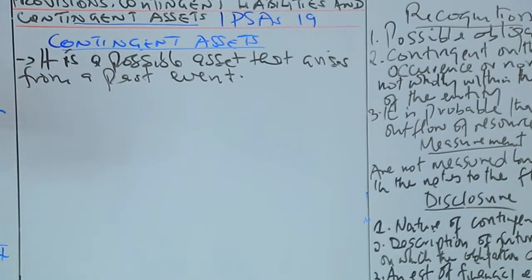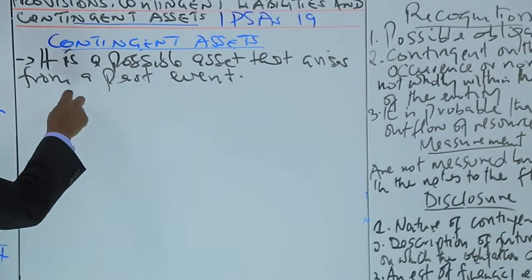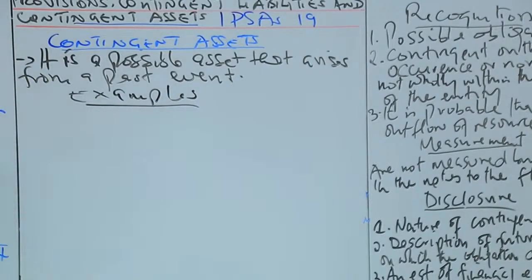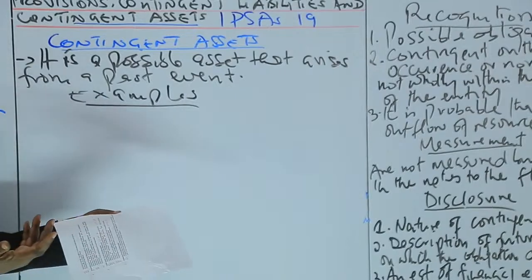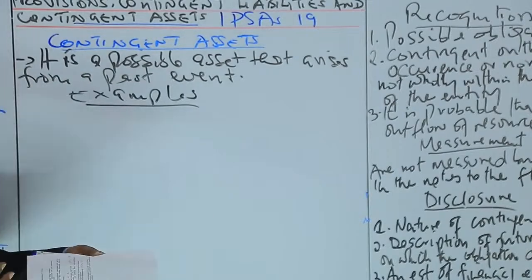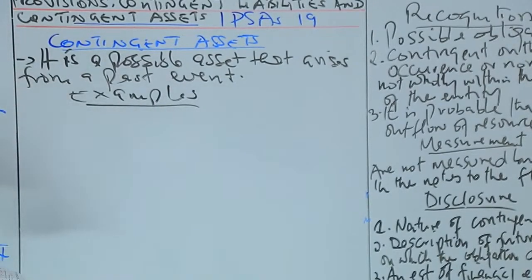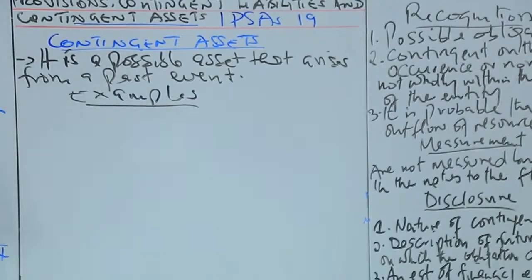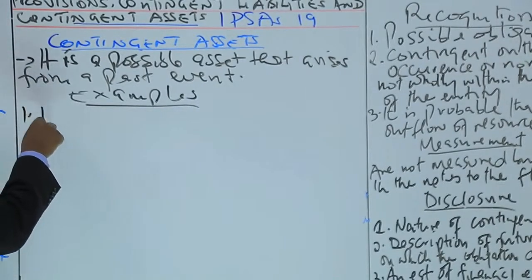Now, to help us understand better, I'll give examples of contingent assets. What are examples of contingent assets? One example could be proceeds from a pending lawsuit. Proceeds from a pending lawsuit.